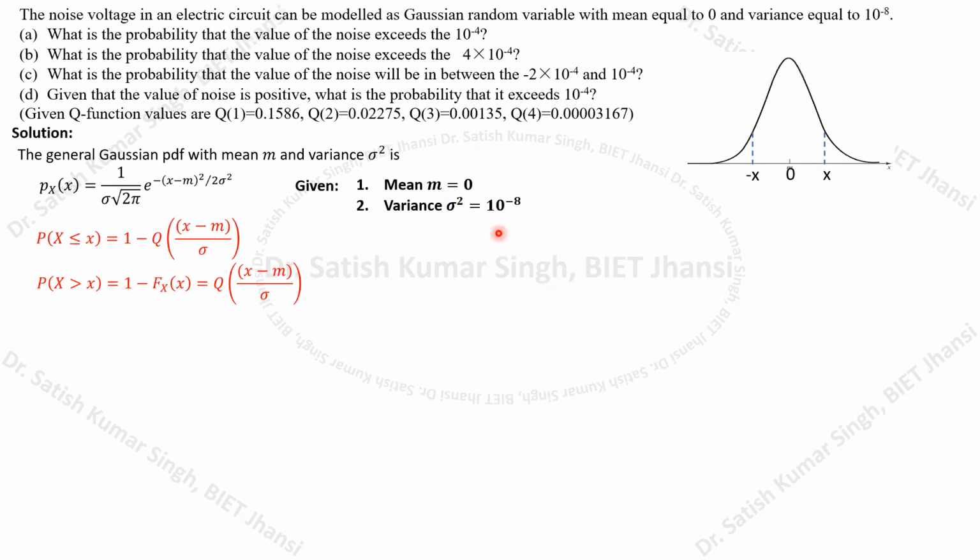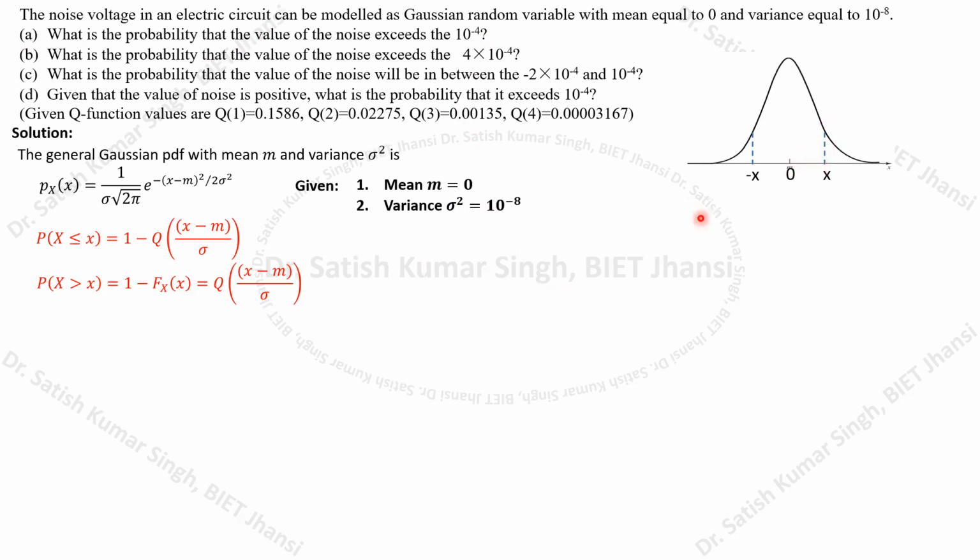So now what we have to do is find these probabilities. First, we have to find the probability that the value of noise exceeds the value 10 to the power minus 4. It is a positive value, so somewhere here you may have 10 to the power minus 4.